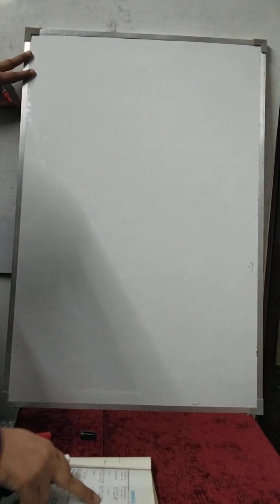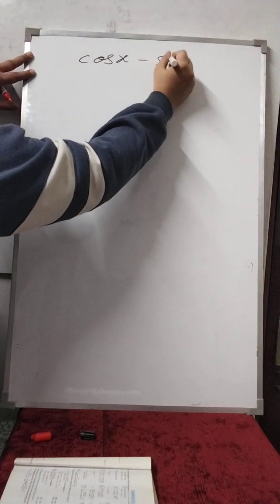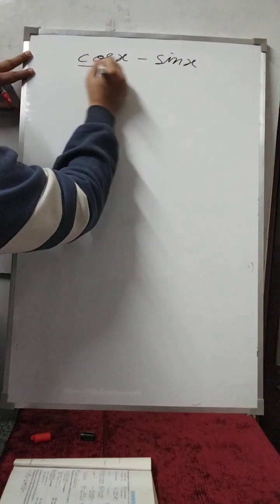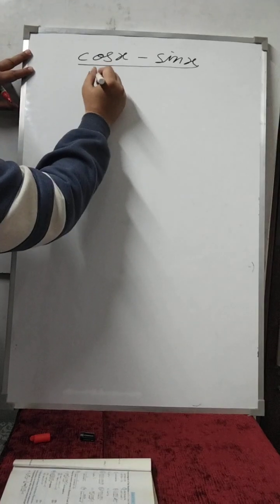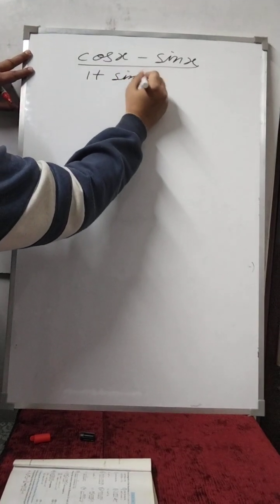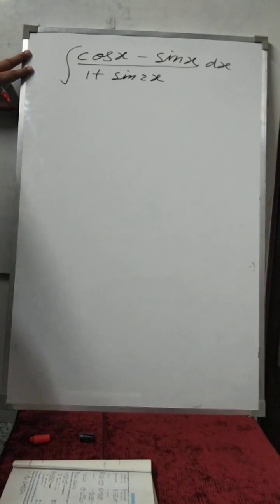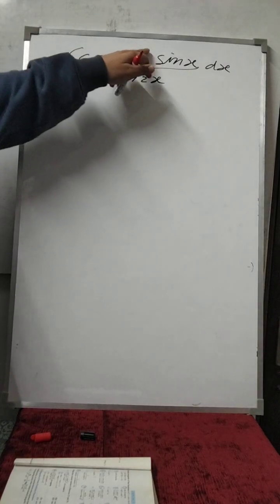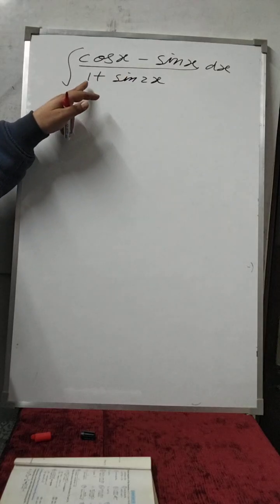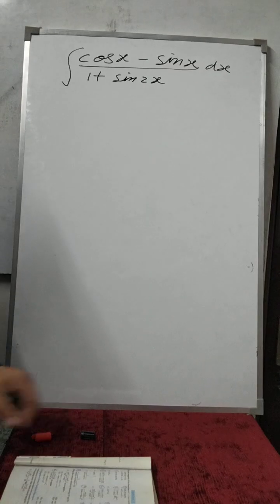Okay, so my next question is the integral of (cos x minus sin x) divided by (1 plus sin 2x) dx. So this is my question. In the numerator I have cos x minus sin x, and in the denominator I have 1 plus sin 2x. I have to find the value of this integration.